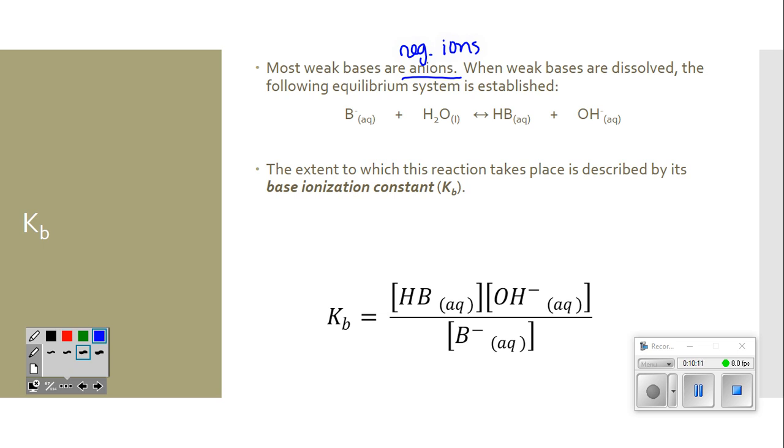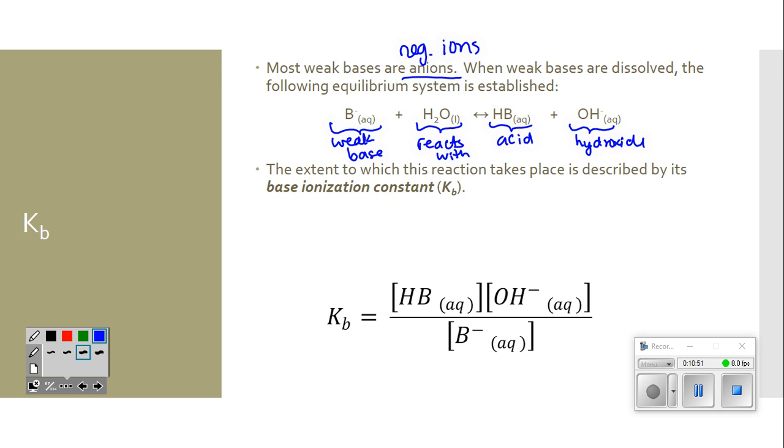But anytime a weak base is dissolved, notice it reacts with water. So it's not like a strong base where it just separated and water wasn't part of the reaction. The weak base actually has to react with water just like the weak acid does. We always get the acid that goes with it and hydroxide as our products. So if we were saying with words what happens, weak base reacts with water, makes an acid and hydroxide ion.